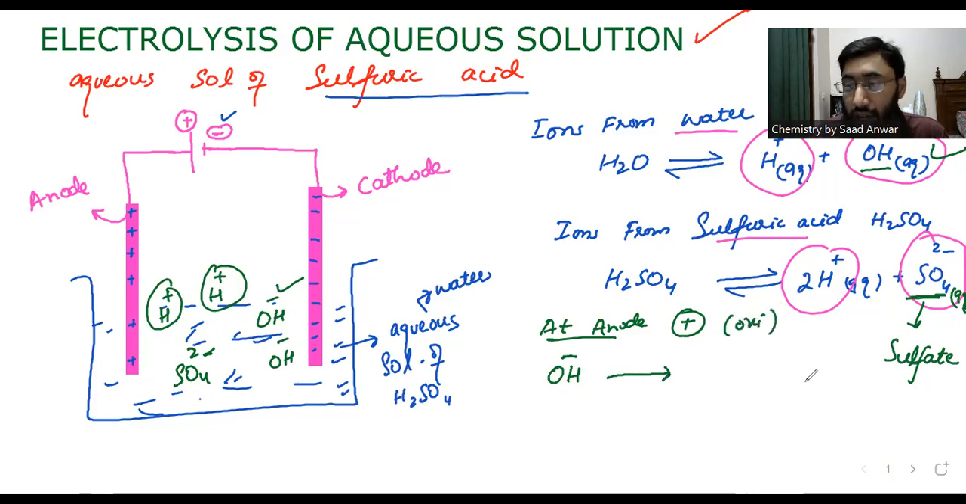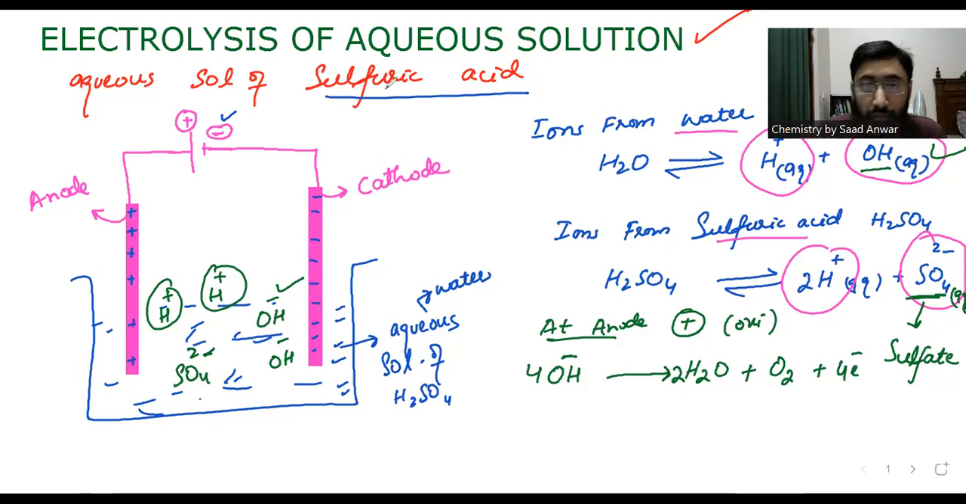Oxidation takes place, and remember, in the case of sulfuric acid, I have to make this ionic equation balanced. I have to put 4 here, then I will get two water molecules. 4 hydroxide ions will reach the anode. When 4 hydroxide ions reach the anode, these 4 hydroxide ions will convert into 2 water molecules, oxygen gas and 4 electrons.